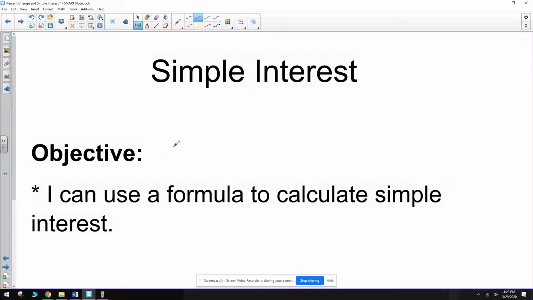We are going to do simple interest. Make sure you still have a sheet of paper out and you're copying everything down. Again, if I go too fast, feel free to pause the video so you can write everything you need down. The objective for today is I can use a formula to calculate simple interest.